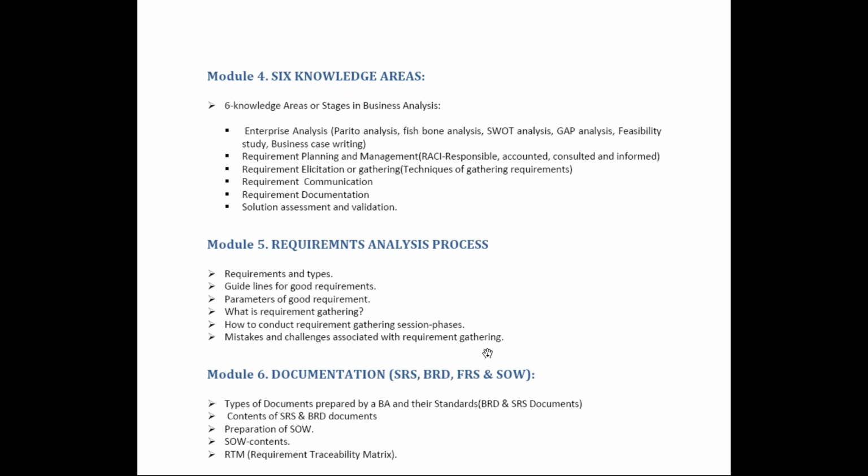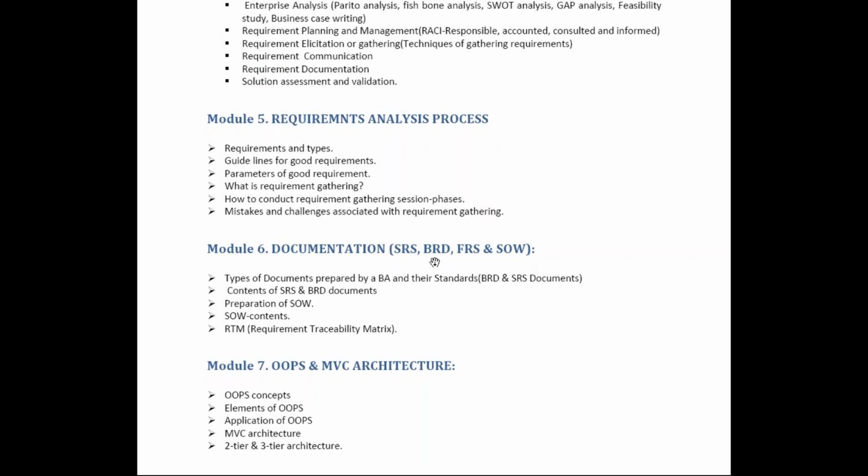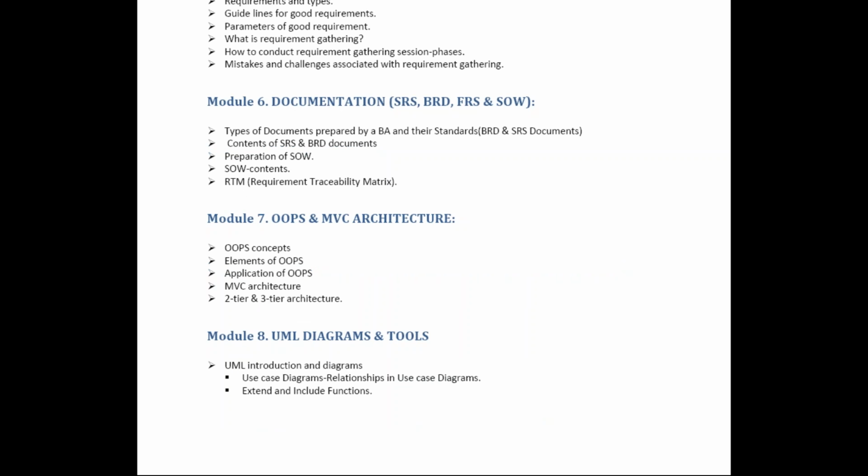And module 6 is related to documentation. Here we are going to see what SRS, BRD, FRS, and SOW documents are, how to prepare these documents, what the contents of these documents are, when we are going to use all these documents, and the RTM, that is, the requirement traceability matrix. And in module 7 I am going to explain OOPS and MVC architecture.